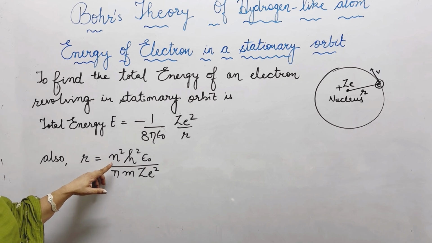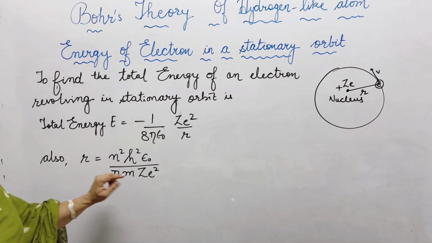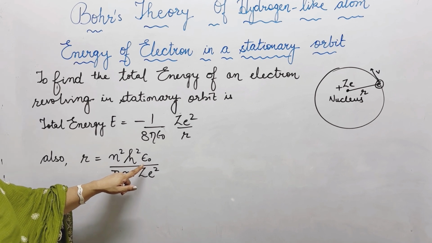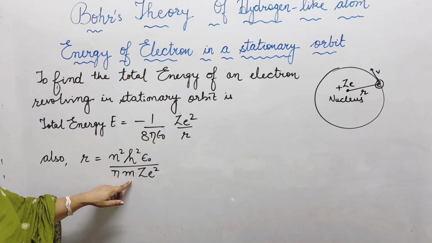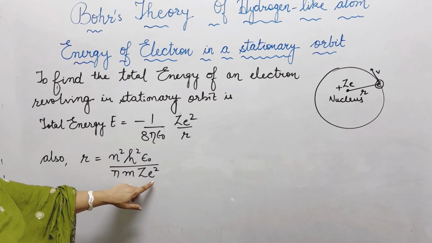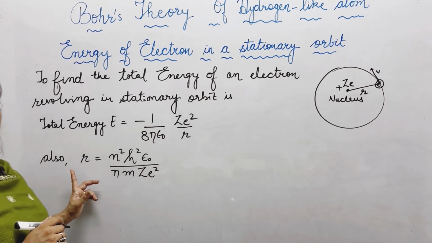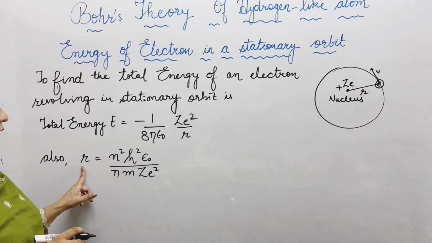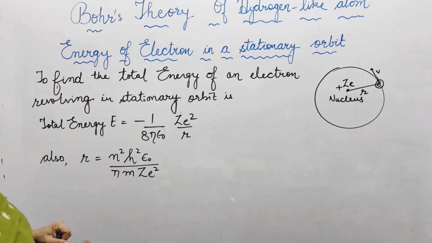That it is equal to n square h square epsilon naught divided by pi m z e square. N is the number of the orbital, h is the Planck's constant, epsilon naught the constant of permittivity, m is the mass of the electron, z is the atomic number, and e is the charge of the electron. Already I have derived this expression for the radius in my previous article, and the link is shared to find out how to find out the radius of the electron moving in the stationary orbit.